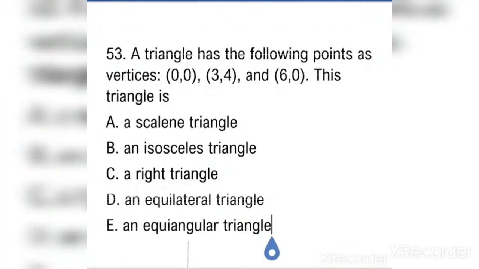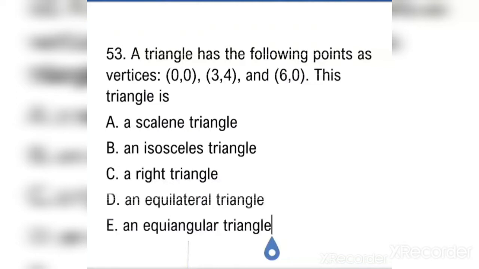53. A triangle has the following points as vertices: (0, 0), (3, 4), and (6, 0). This triangle is: A, a scalene triangle; B, an isosceles triangle; C, a right triangle; D, an equilateral triangle; E, an equiangular triangle. Okay, a scalene triangle is a triangle with three unequal sides.